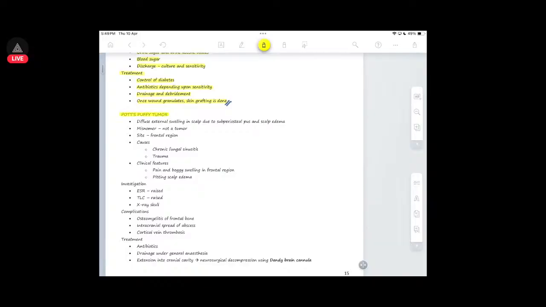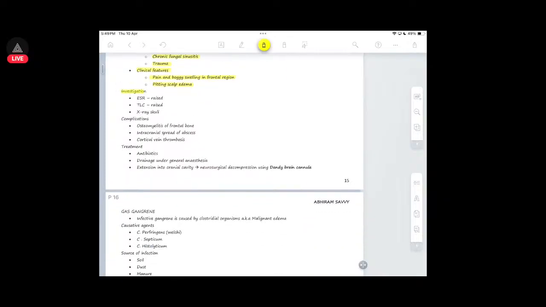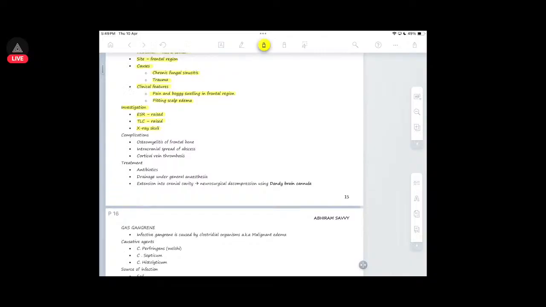Then you have Pott's puffy tumor, which is diffuse external swelling in the scalp due to subperiosteal pus and scalp edema. It is a misnomer. It is not a tumor. Site is the frontal region, caused by chronic frontal sinusitis and trauma, and it has clinical features of pain and boggy swelling in the frontal region. You have pitting scalp edema also. So investigations: ESR will be raised, total leukocyte count, and skull X-ray you have to perform.